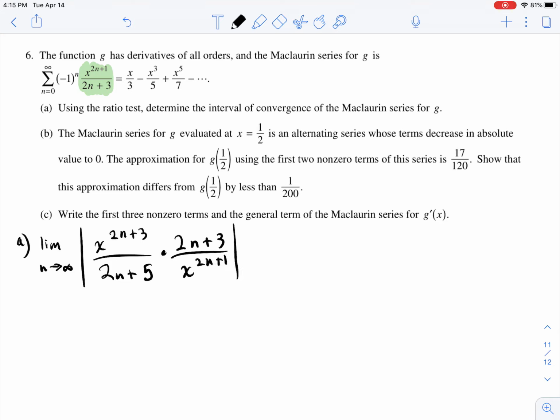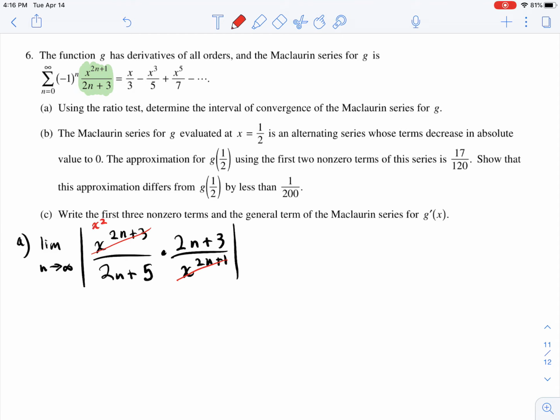Okay. Now, as I'm taking the limit as n approaches infinity, the only things that really matter are the terms with an n in them. Before I continue, I should probably clean this up a little bit. I've got an x to the 2n plus 3 over x to the 2n plus 1. And if you want to see how we could simplify that, we should just get x to the second power left over. So this should be x squared.